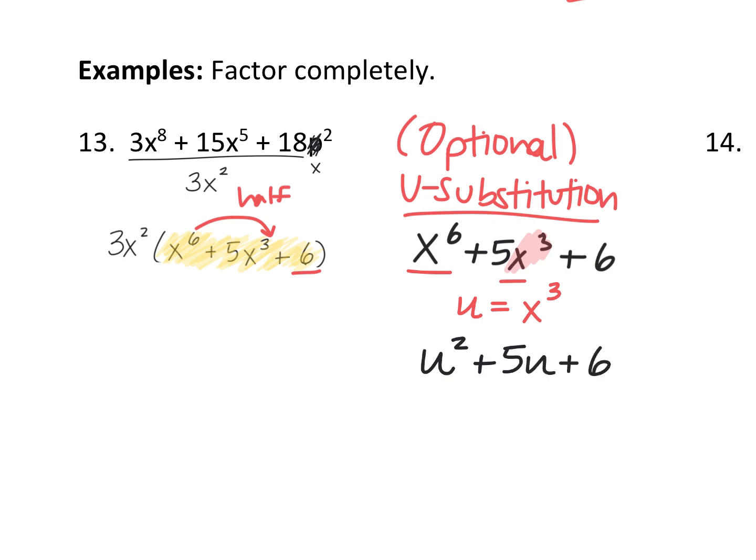And that's something that's actually quadratic, okay? I'm going to do the x over here to the left because even if you didn't do u substitution, you would have to do this. So two numbers that multiply to 6 and add to 5, because that's our c and b. 3 and 2.